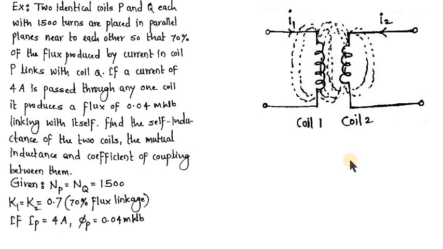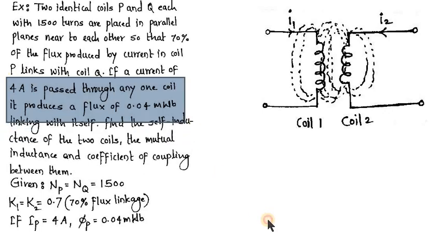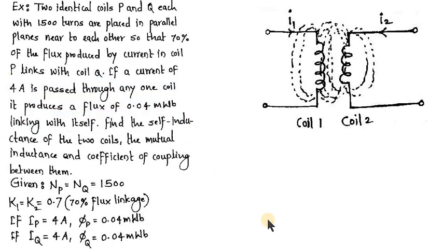And when IP, the current through coil P, is 4 ampere, flux that links with coil P itself is 0.04 milliweber as informed in this statement. Also, when it is said that if a current of 4 ampere is passed through any one coil, it produces a flux of 0.04 milliweber linking with itself. So this statement is true for both the coils.